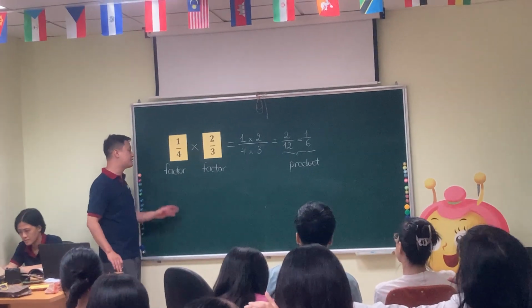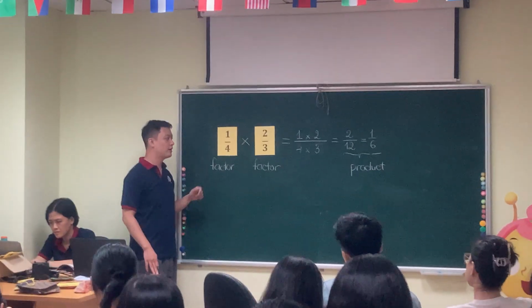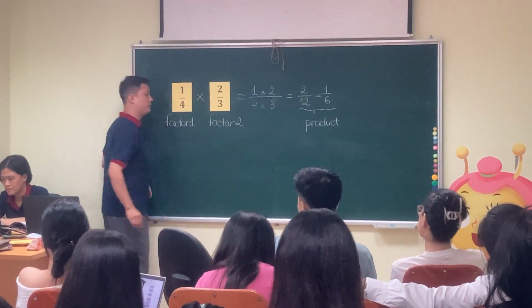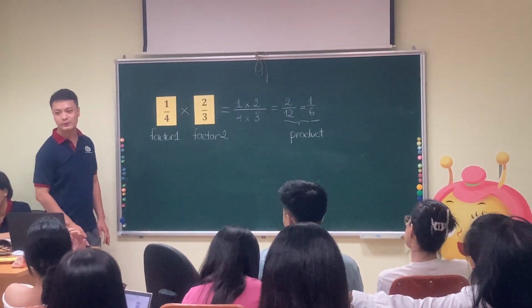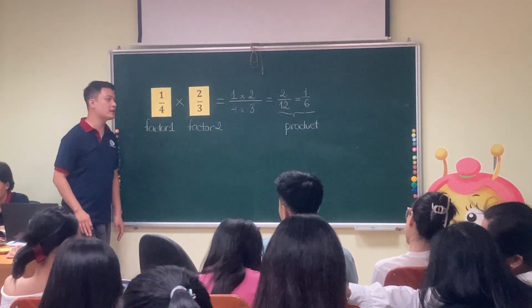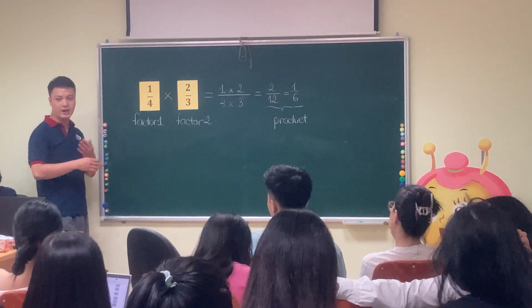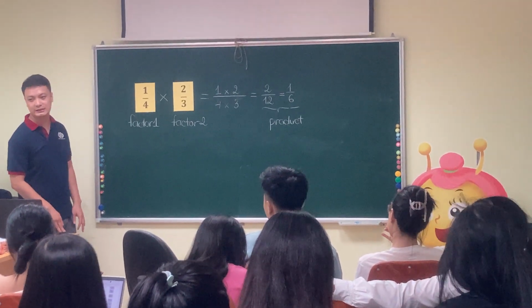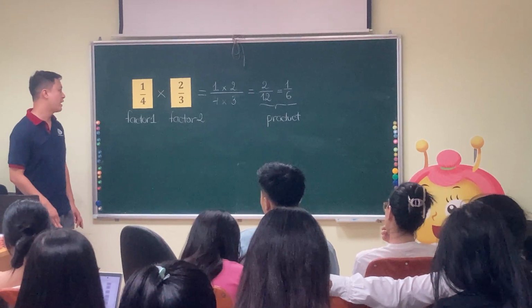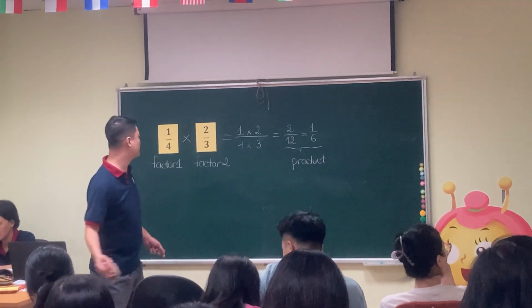Alright, now I say factor and you tell me what fraction, okay? Now, factor 1 and factor 2. Factor 2, 2/3. Factor 1, 1/4. Product, 1/6. Okay, now I change. 1/6, product. 2/3, factor 2, and 1/4, factor 1. Very nice.